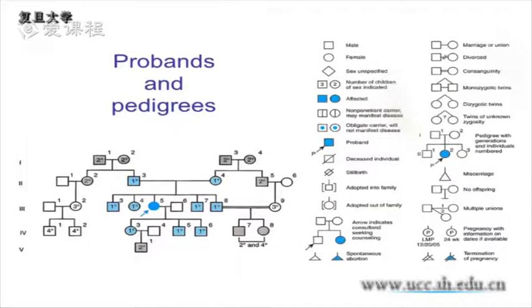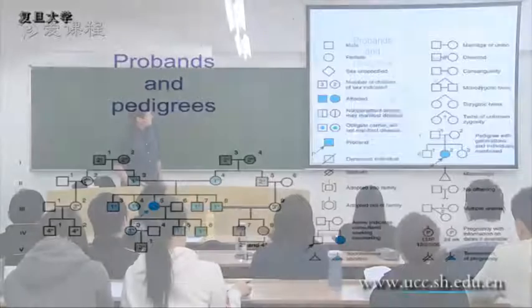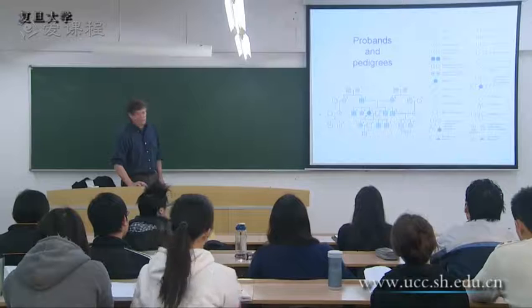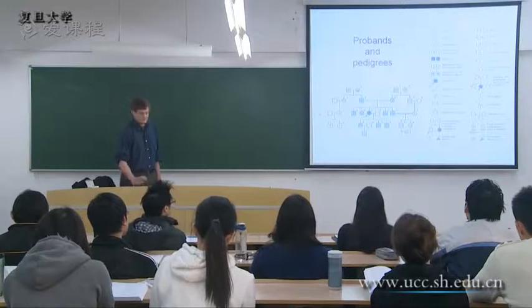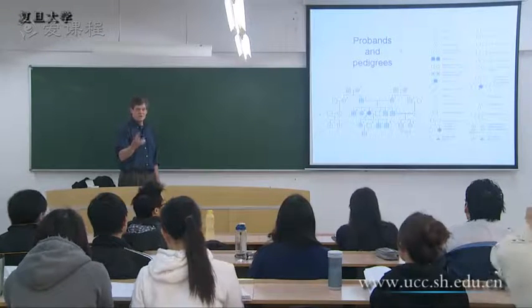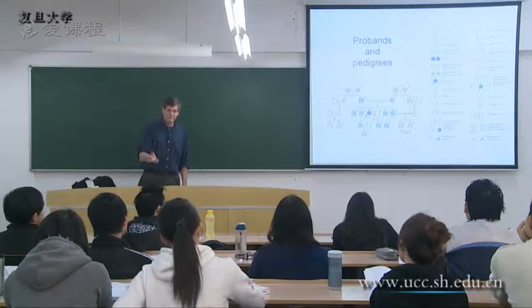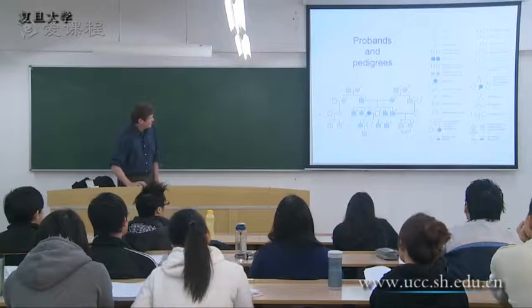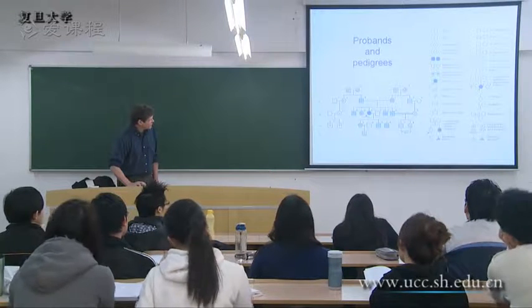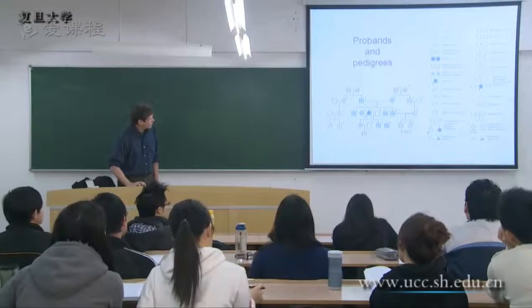Before we do that, though, I just want to introduce a little bit about the notation here. In human genetics, we often talk about probands. And a proband is the person of interest. It's the person who comes to the clinic with a disorder. And so that person becomes the center of the study. And so the proband is marked here.